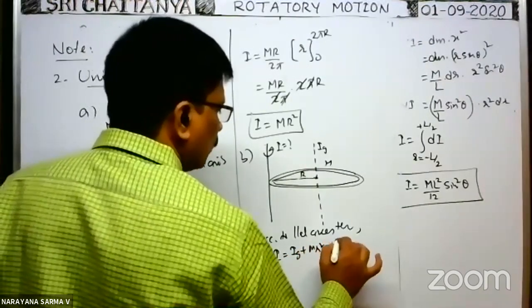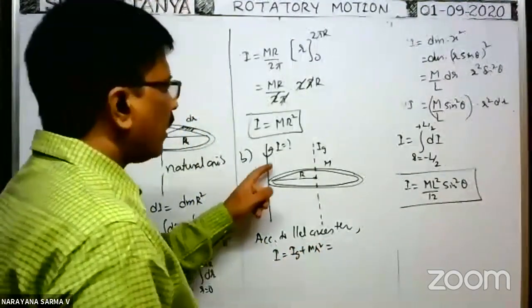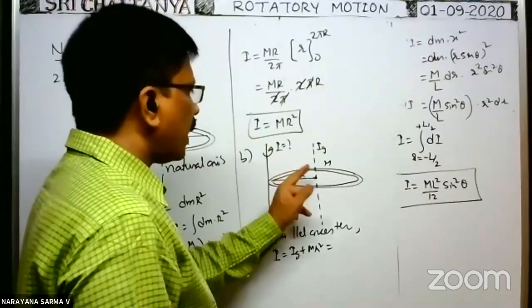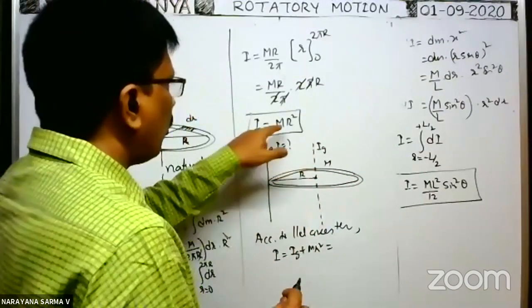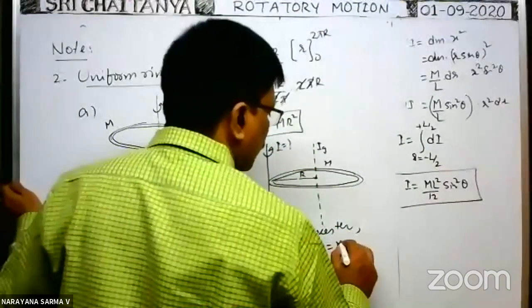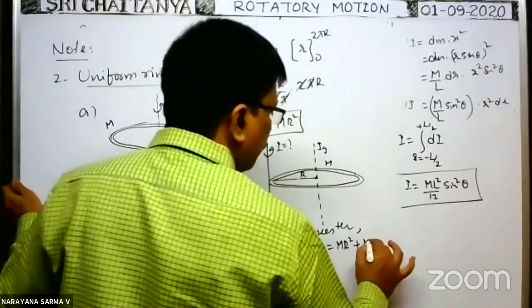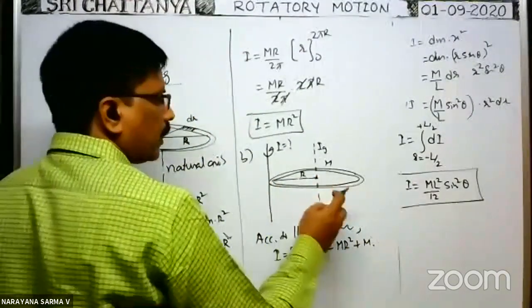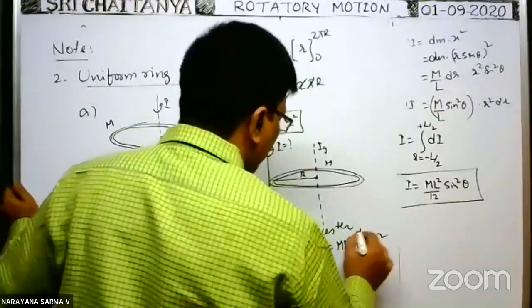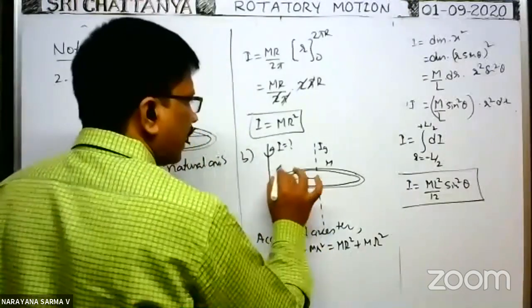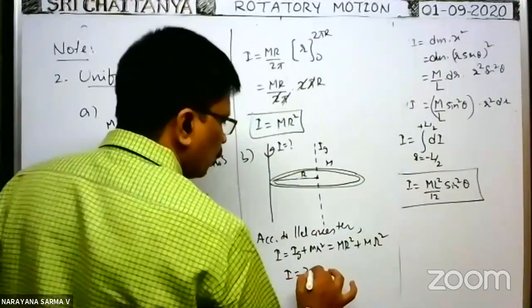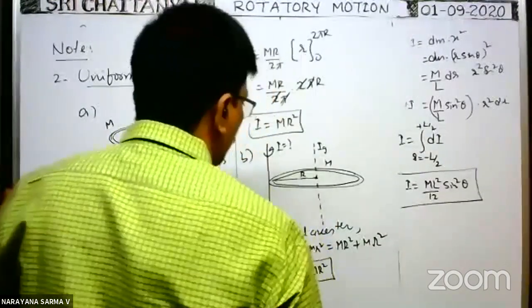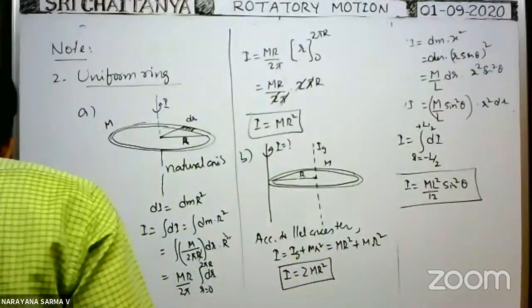Iz means the moment of inertia of the ring about an axis parallel to the given axis passing through the center of mass, which we already have as M R squared. So M R squared plus M into the square of the perpendicular distance between the two parallel axes, meaning R squared. So about this axis the moment of inertia of the ring is equal to 2 M R squared.